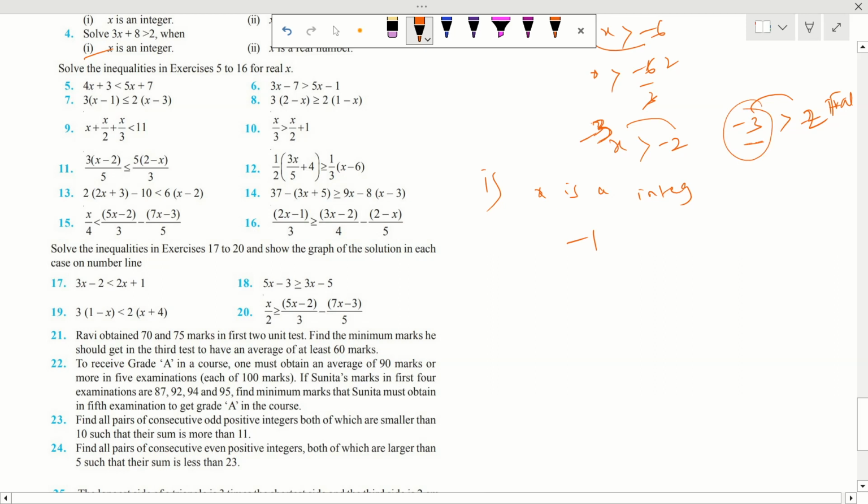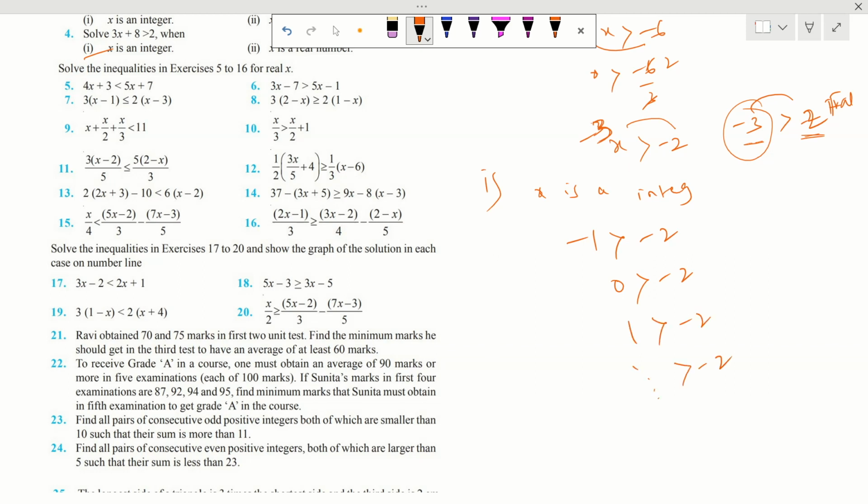Higher numbers are greater than the lower numbers, right? So here -1 is greater than -2, right? -1 is greater than -2, and this condition is satisfied, and 0 is greater than -2, and 1 is greater than -2, and all positive numbers are greater than -2. Therefore we can write the solution set here. So -1, 0, and all positive numbers, it goes on continuous, is the solution set of this inequality.